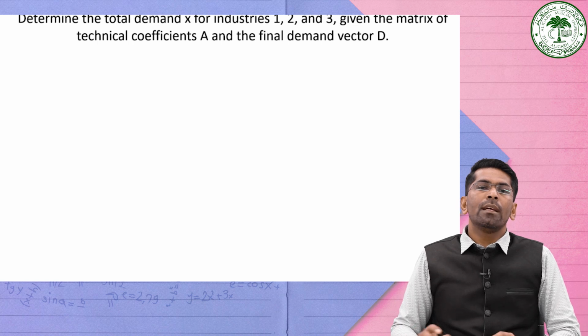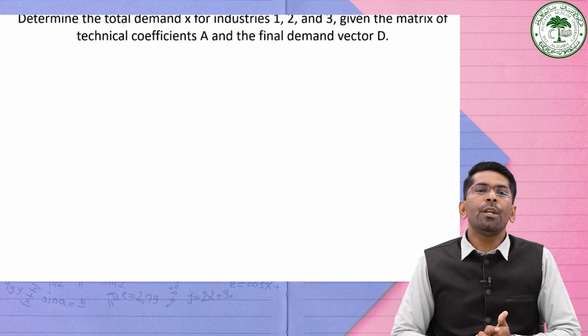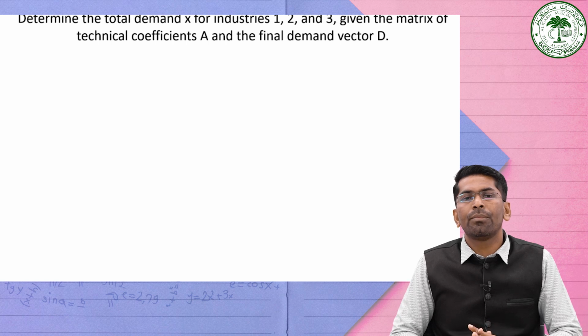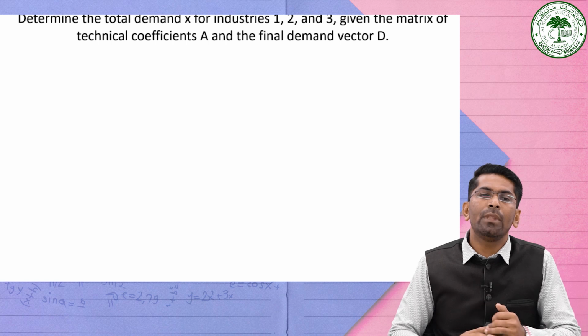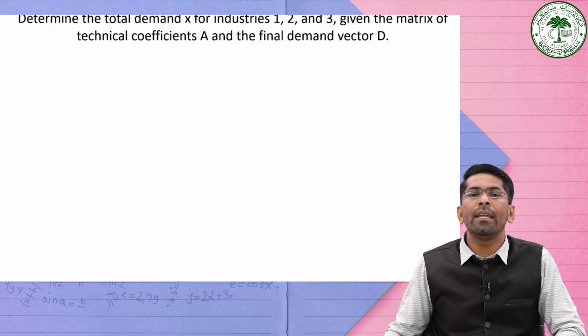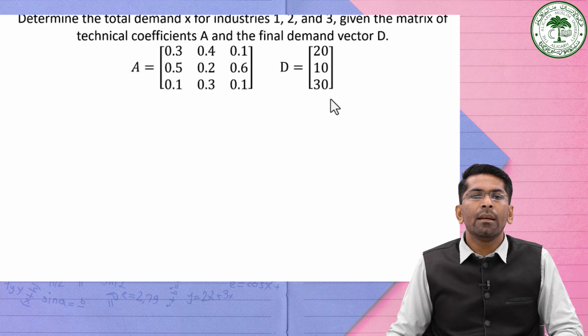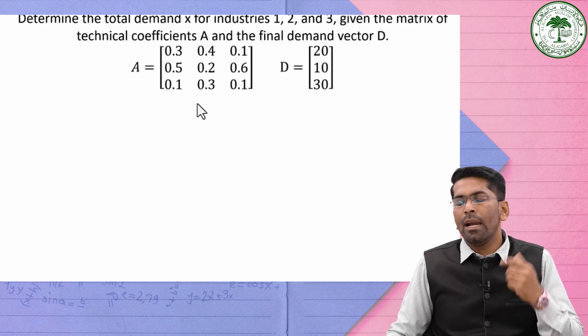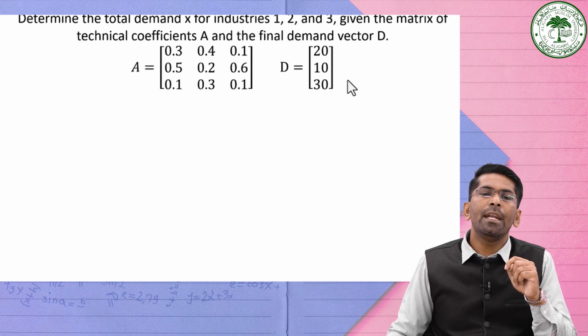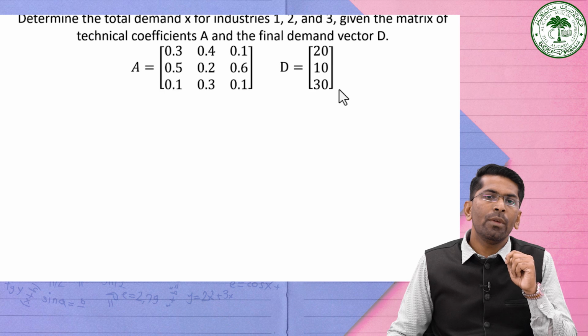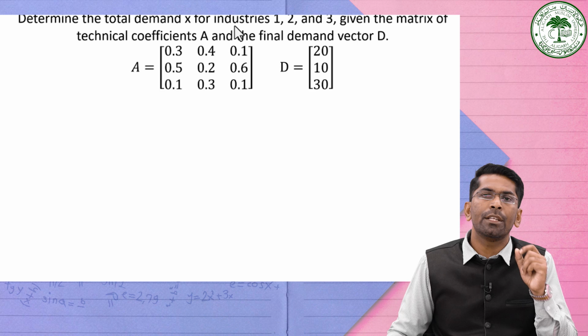So now we are going to consider another example. We want to determine the total demand X for the industries 1, 2, 3 from the given matrix of the technical coefficient A and the final demand vector D. Here the coefficient is given. In the earlier example, the coefficient was not given, but here the coefficient is given and the final demand vector is also given. And we want to find out what actually the total demand X for the industries 1, 2, 3 is. That means we want to find out the output of each industry.